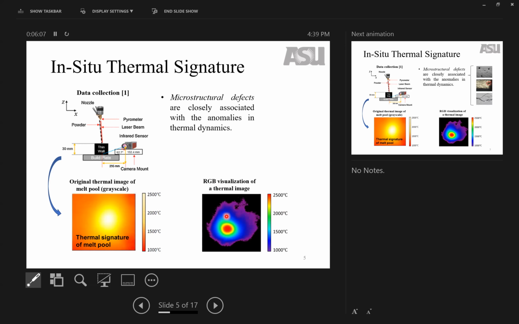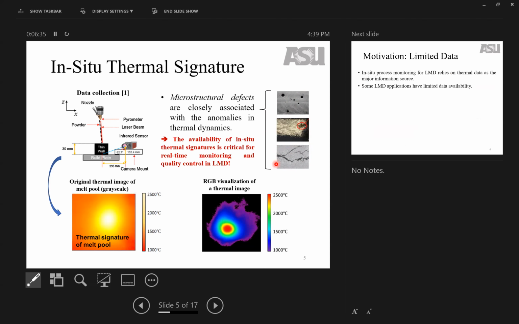Studies have proven that the thermodynamics of the melt pool, or the temperature, is very critical, and any anomaly of the melt pool would result in defects of the finished part. For example, there are some typical microstructural defects that we commonly see in LMD, like porosity, lack of fusion, and surface cracks. So one thing really important is that we want to monitor the thermodynamics of the melt pool in real time so we can detect the anomalies.